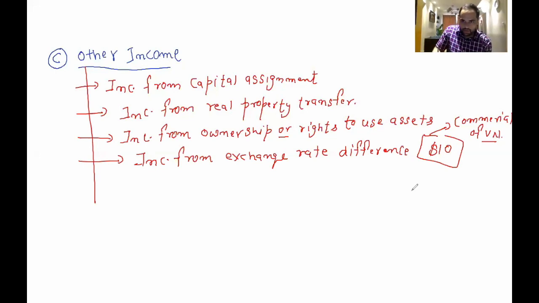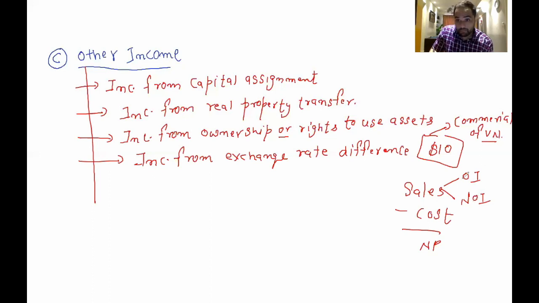Remember, we calculate here sales, then minus cost, and profit, right? In these sales, we have operating income and non-operating income, right? All non-operating incomes are non-exempt income, but for operating income, some are exempt, some non-exempt, right? So there are two types of income. What's the difference between operating and non-operating income? Operating income is any kind of income that belongs to products and services, right? Non-operating income does not belong to products and services, like receiving rent, interest, or dividends. That's that kind of income, right?